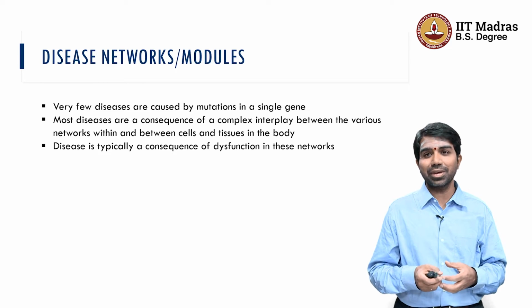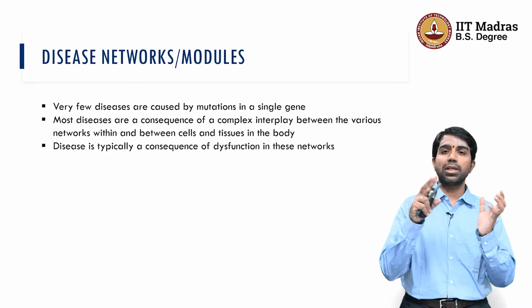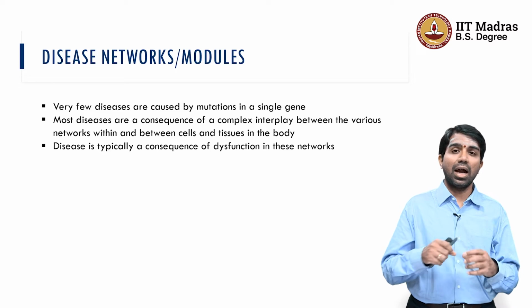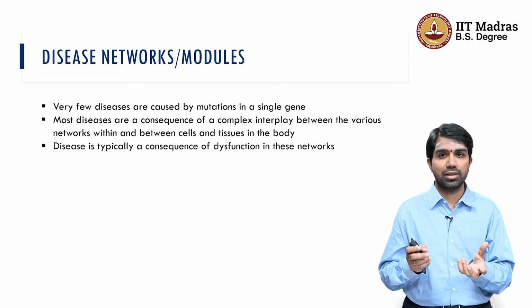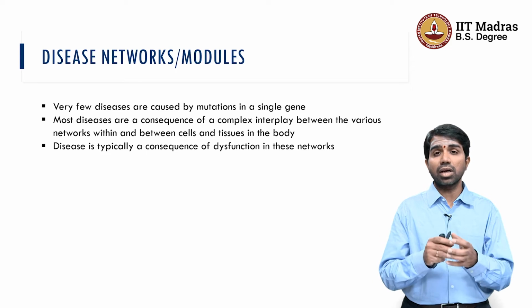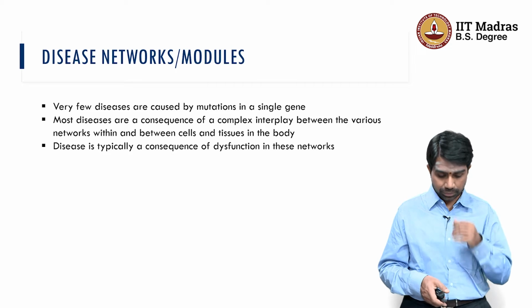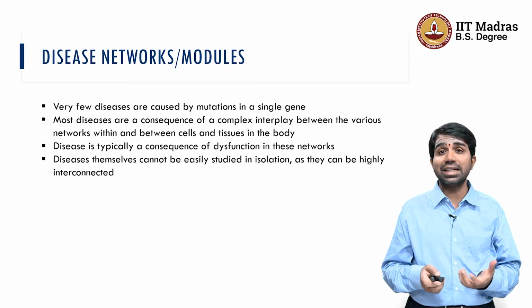And a disease is typically a consequence of dysfunction in these networks ultimately. So you have a complex protein-protein interaction, metabolic, regulatory network in the body, and something goes wrong in this. Some module fails here, some protein or a group of proteins fail, causing a big cascade which leads to a complex disease. And diseases also cannot easily be studied in isolation, as they can be highly interconnected.